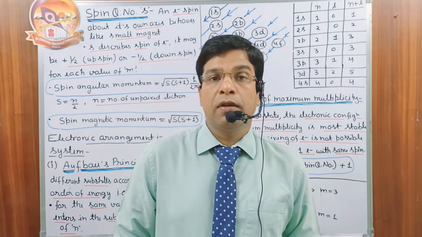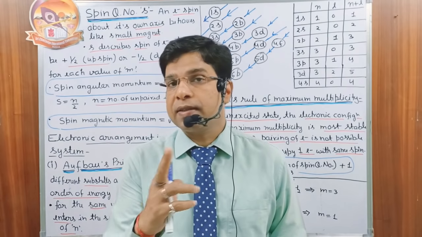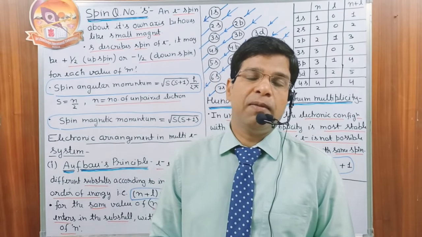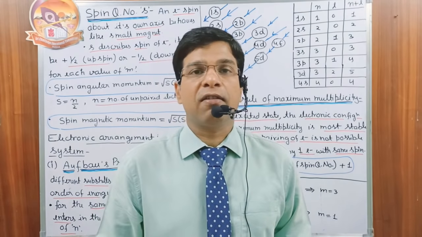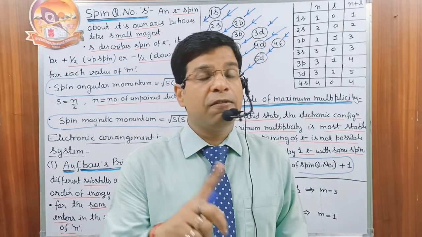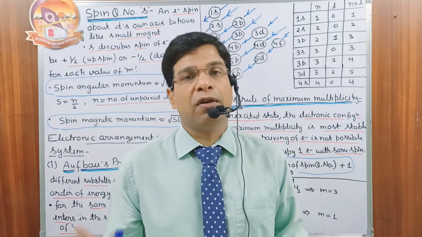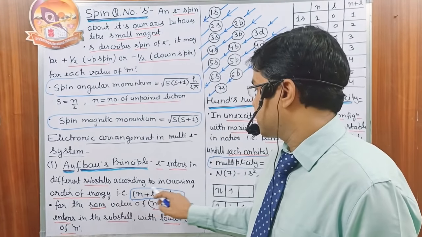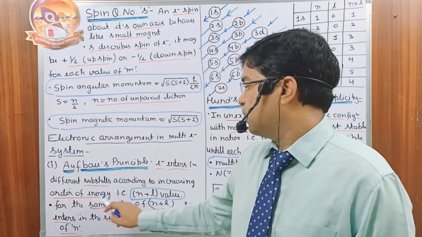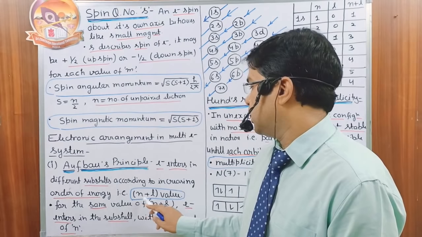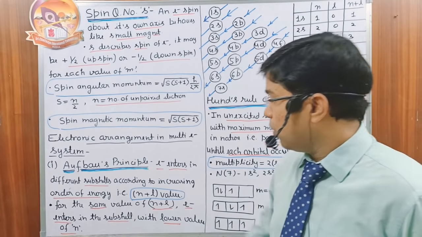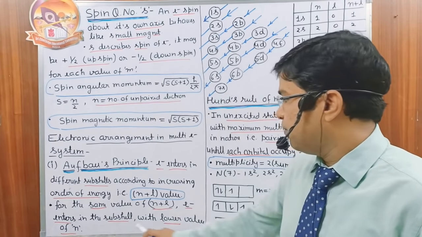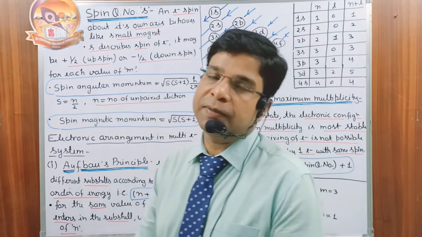But suppose two subshells have the same value of n plus l. In that case, the electron enters that subshell which has the minimum value of n. Look, electrons enter the different subshells according to the increasing order of energy, and energy is decided by the n plus l value. For the same value of n plus l, the electron enters that subshell which has the lower value of n.